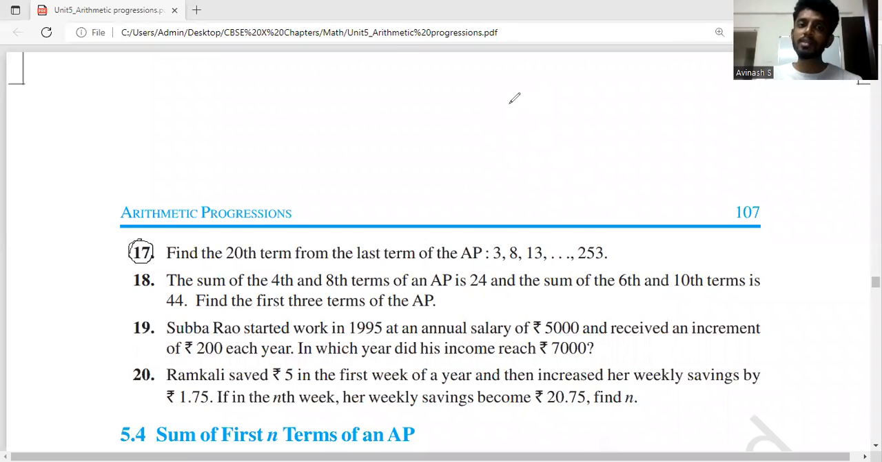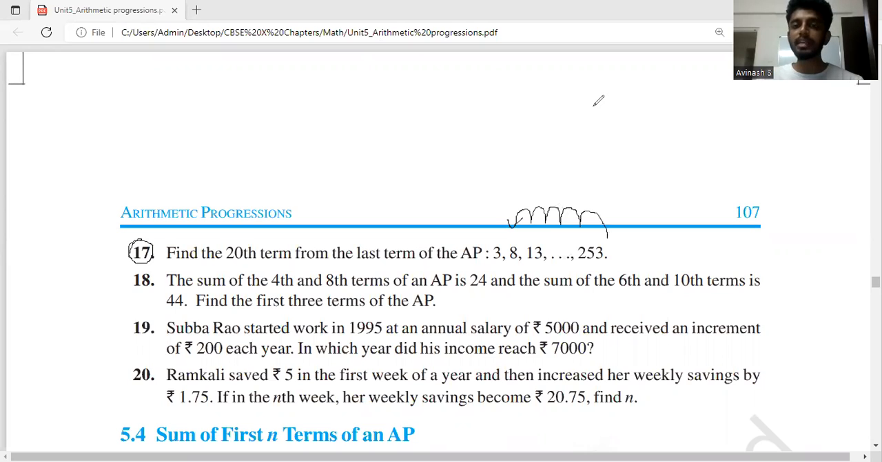17th problem. There are two ways of doing this, but we look at one of the methods now. Find the 20th term from the last. Basically, they have given an AP 3, 8, 13 and so on till 253. If you come 20 terms from the last term, which is 253, what will be that particular term from the end?